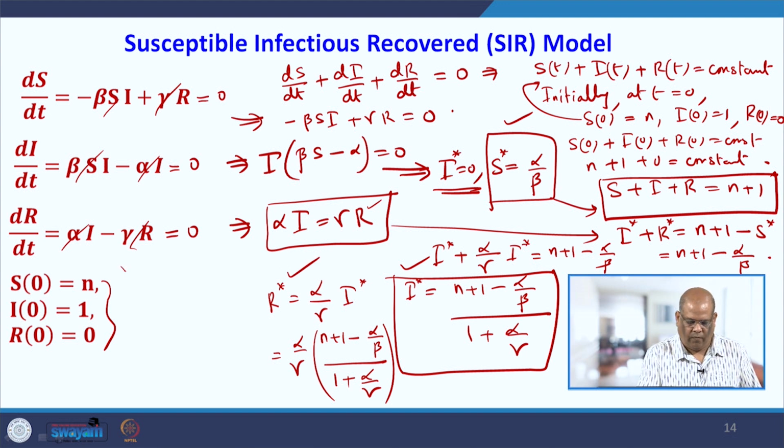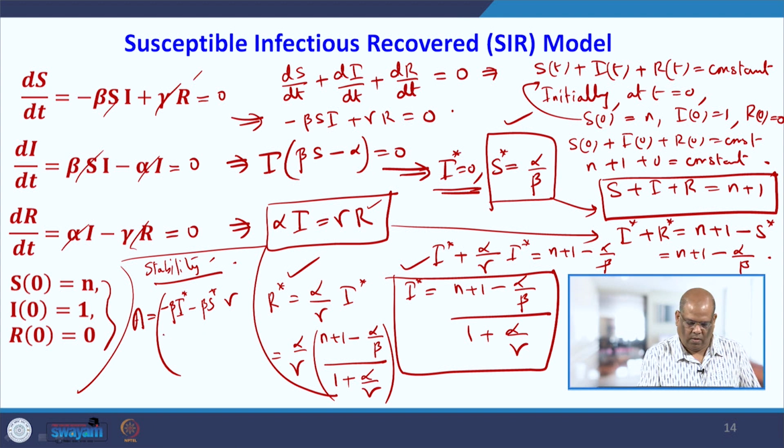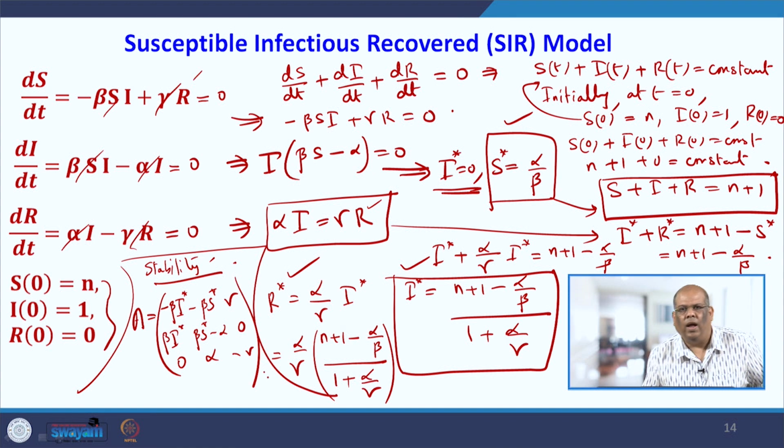If you want to look into the stability analysis, that is the linear stability analysis, you have to find the matrix A, where you differentiate this with respect to S, I and R, and the matrix which you will get is: beta I star, minus beta S star, gamma; beta I star, beta S star minus alpha, 0; and 0, alpha, minus gamma. So, I leave the stability analysis to you. This is the Jacobian matrix which you will get. You have to find the eigenvalues, form the characteristic equation and use the Routh-Hurwitz criteria to find the condition for stability. Now, what we look into is the numerical solution of this SIR model.